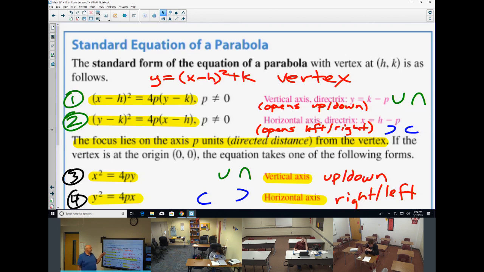Now, these two equations in standard form simplify considerably if the vertex is at the origin, because then both your h and your k go away, and so you just get x squared equals 4py, y squared equals 4px. And so if x is squared, you have a vertical axis, it opens up and down. If the y is squared, you have a horizontal axis, it opens right or left.